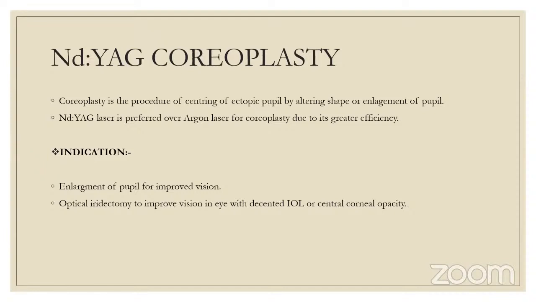And last is Nd:YAG iridoplasty. It is a procedure of centering an ectopic pupil by altering the shape or enlargement of the pupil. YAG laser is preferred over the argon laser for this due to its greater efficacy. The indications are enlargement of the pupil for improvement of vision, and optical iridectomy to improve vision in an eye with a decentered IOL or central corneal opacity.